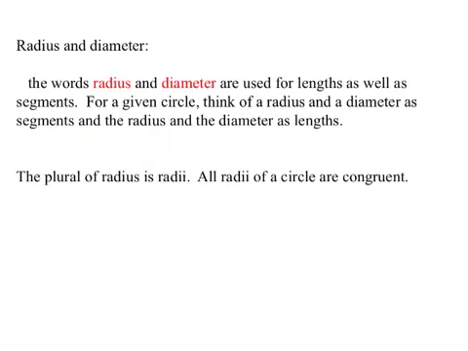Radius and diameter. The words radius and diameter are used for lengths as well as segments. To name a segment, you can use radius and diameter, or to talk about the length of something, you can use the words radius and diameter. For a given circle, think of a radius and a diameter as segments, and think of the radius and diameter as lengths. Also important to know is the plural of radius is radii. All radii of a circle are congruent.